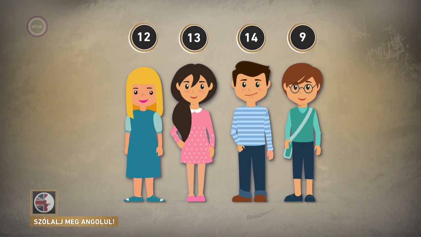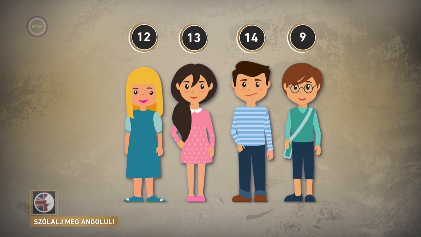Well, look at the table and we can see that Elizabeth is older than Doreen, and she's also older than John. Elizabeth is younger than Tim.